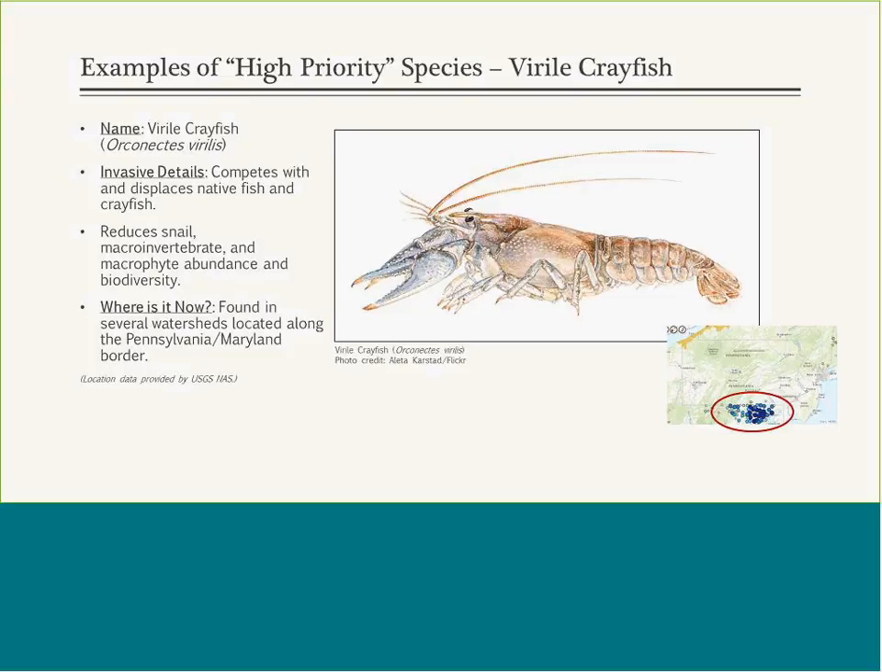Another high priority species is a crustacean called spiral crayfish. It competes with and displaces native fish and other crayfish. It also reduces snail, macroinvertebrate, and macrophyte abundance and biodiversity. Where is it now? It's found in several watersheds located along the Pennsylvania and Maryland border, and you can see in that lower right-hand corner screenshot that it is partly in Pennsylvania. Not much yet, but again, we want to keep it that way, and if there's any way to prevent its spread, it would be really great.